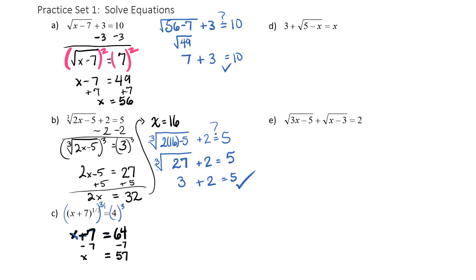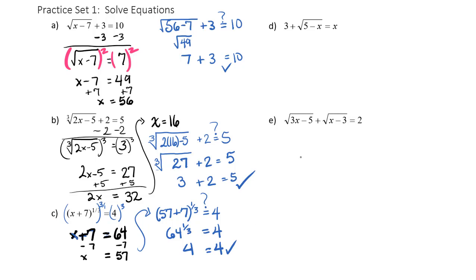Let's double check our solution. We have 57 plus 7 raised to the 1/3 equals 4. Let's see if that's right. If we add 7 to 57, we get 64 to the 1/3 equals 4. Well, the cube root of 64 is 4, so we get 4 equals 4. So that is again a true statement.